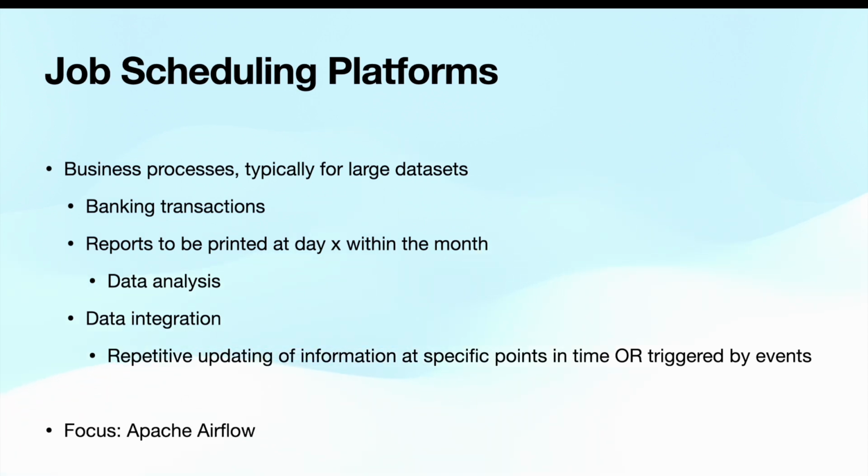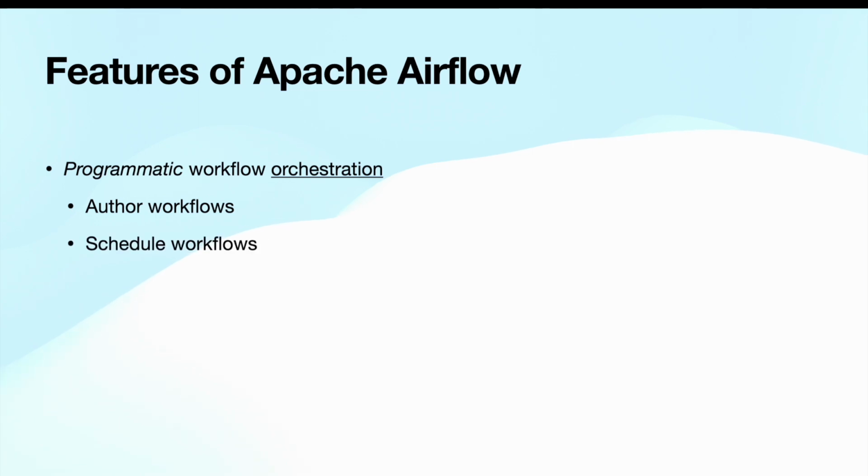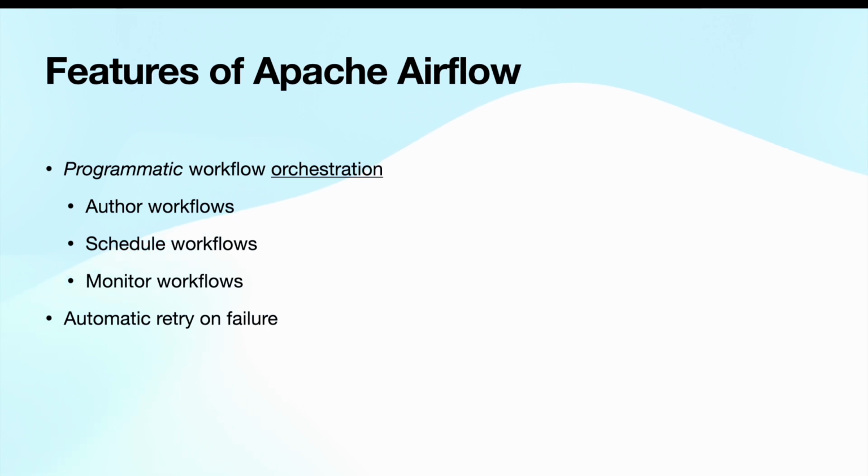And now we are going to focus a little bit more in detail on Apache Airflow, and let's go over the features. A main feature of Apache Airflow is programmatic workflow orchestration, which allows us to completely define our workflows in code, or as code. We can schedule workflows and we can monitor those workflows. Airflow also provides the feature to automatically retry on failure. So whenever a task fails, Apache Airflow is going to retry to execute this task.